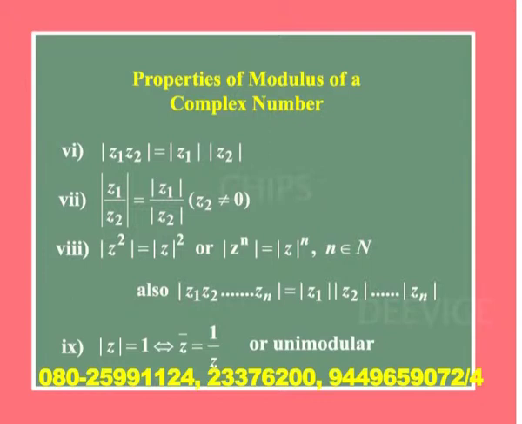Mod of Z1 by Z2 is equal to mod Z1 divided by mod Z2, provided mod Z2 is not equal to 0. Modulus of Z square is equal to mod Z whole square, or modulus of Z power n is equal to mod Z power n for all n belonging to N, the set of natural numbers. Also mod of Z1 Z2 up to Zn is equal to mod Z1 into mod Z2 up to mod Zn. Mod Z is equal to 1 implies Z bar is equal to 1 by Z, or Z is unimodular.